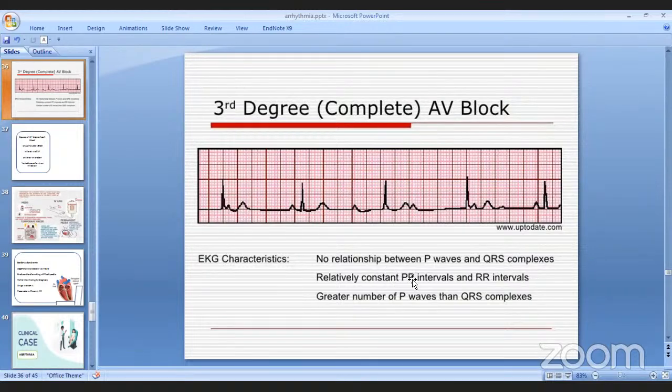So relatively constant PP intervals and RR intervals, right? The PP interval is due to the SA nodal firing, so it's going to be constant, and the RR interval is also going to be constant. So there's going to be a greater number of P waves than QRS complexes. As I've said earlier, SA node activity is much faster than Purkinje system activity. So there are going to be more P waves than QRS complexes. This is third degree complete heart block, complete AV block.